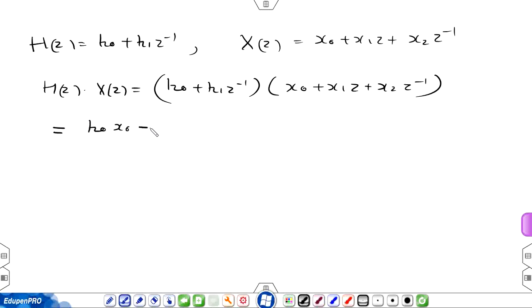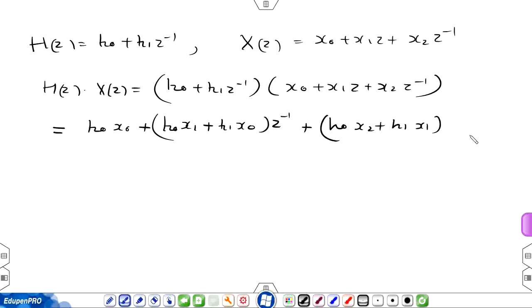h0 x0 plus h0 x1 plus h1 x0 times z inverse, plus h0 x2 plus h1 x1 times z raised to the power minus 2, plus h1 x2 z raised to the power minus 3. So this is nothing but a polynomial multiplication and addition.